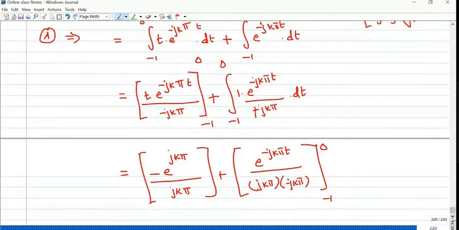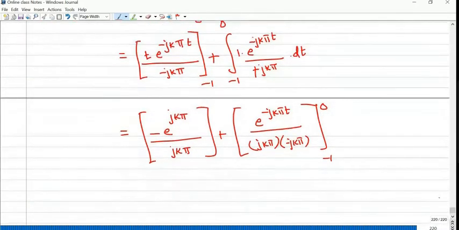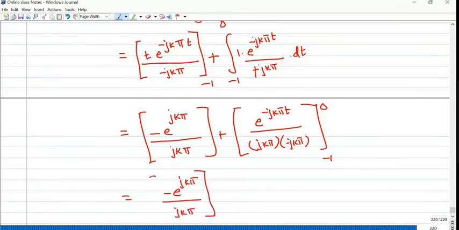Okay. So solve this. First term minus e power jk pi divided by jk pi. J square value minus 1. Minus already here one minus is there. So in the denominator term, you will get k square pi square. Okay. Denominator term k square pi square.